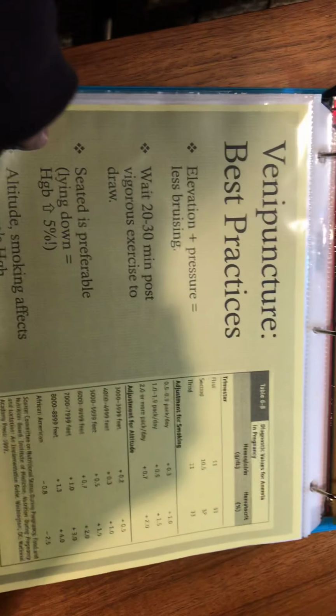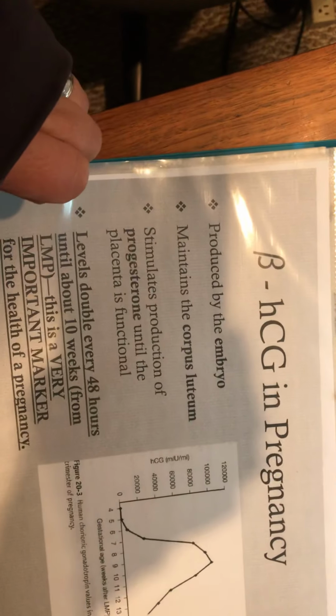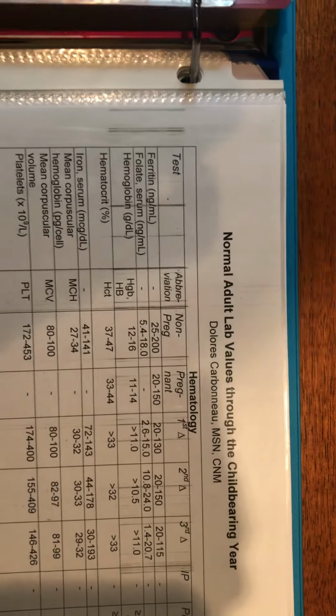Test reference values. In this section, I have your slide on venipuncture best practices, the quantitative HCG, details on the serial testing, HCG, the graph. Okay, and then here we have a normal adult lab value through the childbearing years.